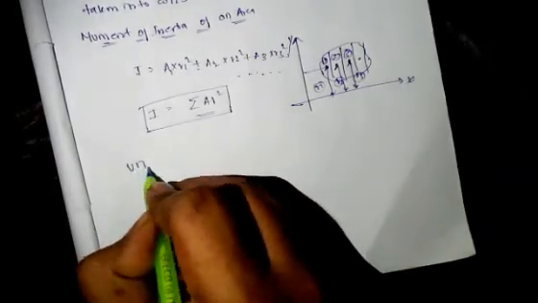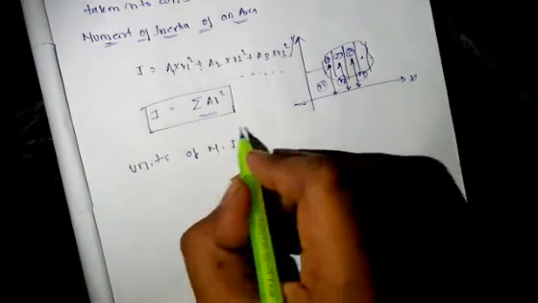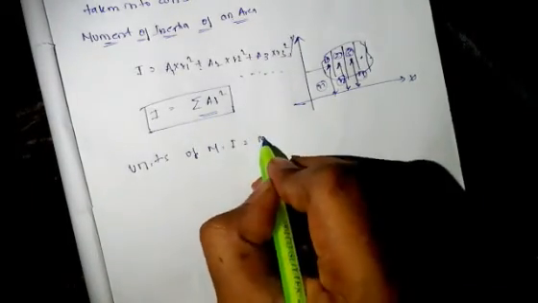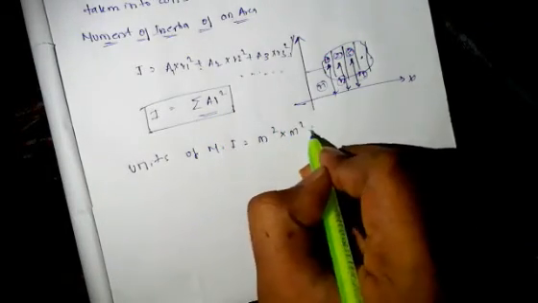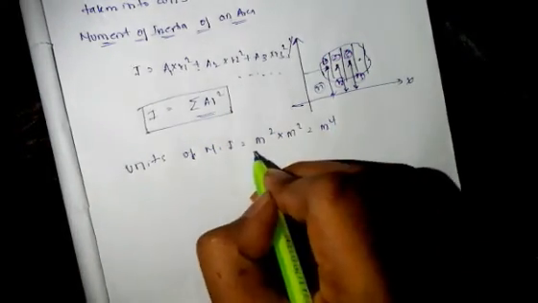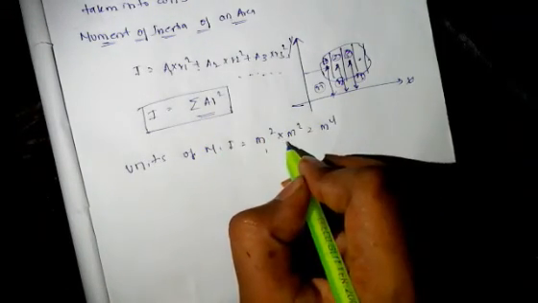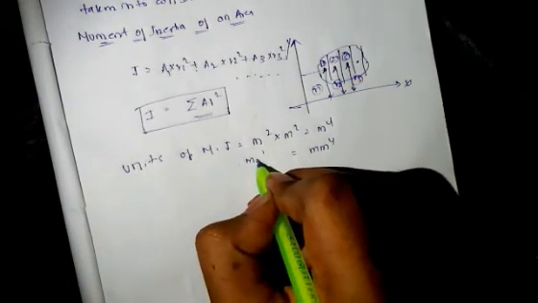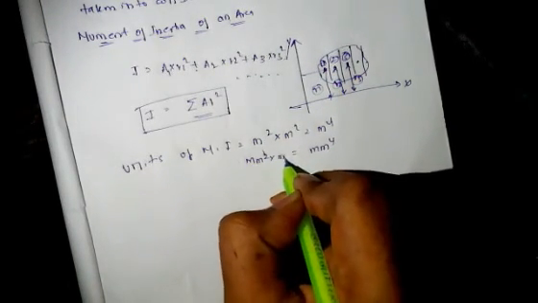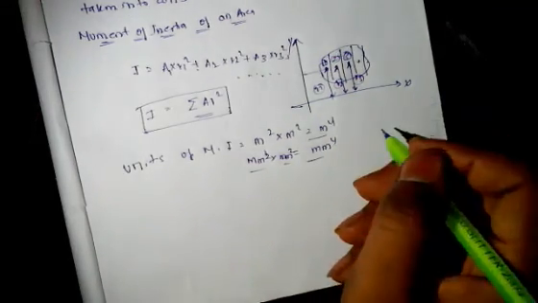The units of the moment of inertia: here area is meter square and r square is meter square, so we get meter power 4. If you take the area in mm square and r square in mm square, we get mm power 4. If you take centimeters, we get centimeter power 4.